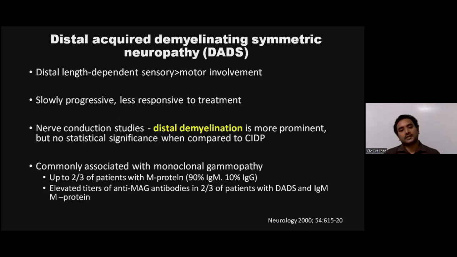Coming to DADS, the distal acquired demyelinating symmetric neuropathy. This is mostly distal sensory predominant. They can have slowly progressive course, and this is also very less responsive to treatment. The characteristic feature is a distal demyelination, compared to the other CIDP, which can be seen in electrophysiological studies by the terminal latency index. In CIDP, on NCS you can have conduction block, temporal dispersion along with distal latency prolongation.